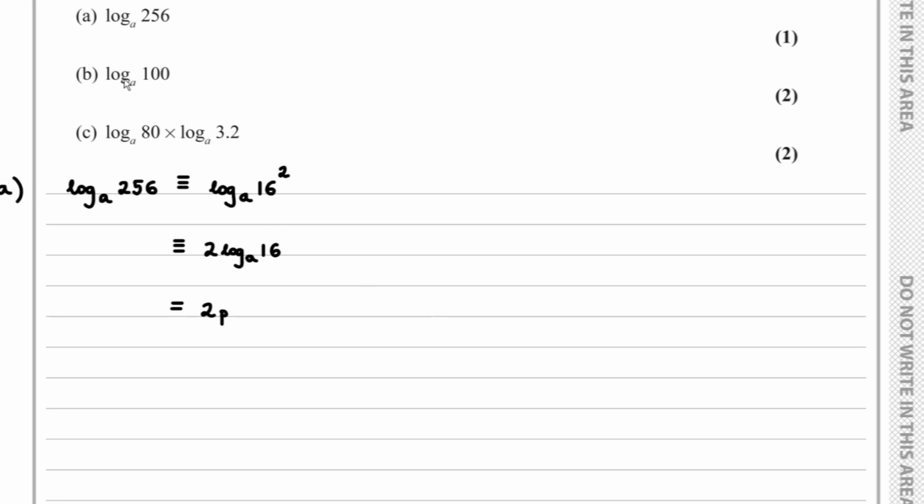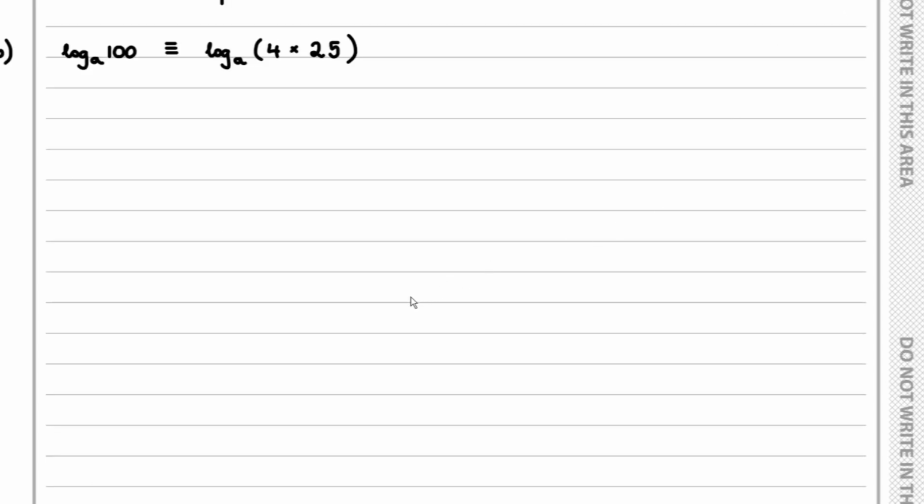Part B, log base A of 100. So for part B, log base A of 100 is the same as log base A of 4 times by 25. 4 times 25 is 100. So we have log base a of, now 4 can be rewritten as 16 to the power of 1/2, and we multiply this by 25.